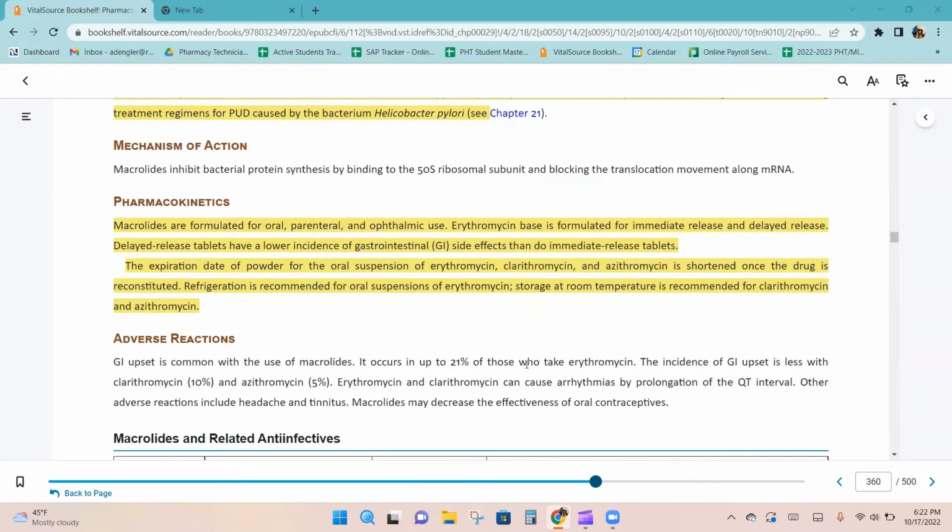Macrolides are formulated for oral, parenteral, and ophthalmic use. Erythromycin base is formulated for immediate release and delayed release. The expiration date of powder for the oral suspension of erythromycin, clarithromycin, and azithromycin is shortened once the drug is reconstituted.